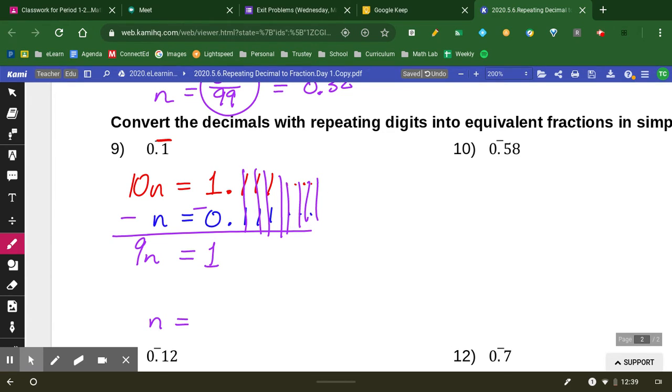Goal being to find out what n is. Let's take 9n's and split it into 9 parts. Let's be fair to the other side. And in this case, that tells us that a single n is equal to 1/9. And so 0.1 repeated is the same as saying not 1 over 10, but 1 over 9.